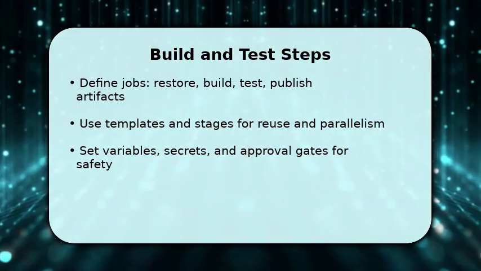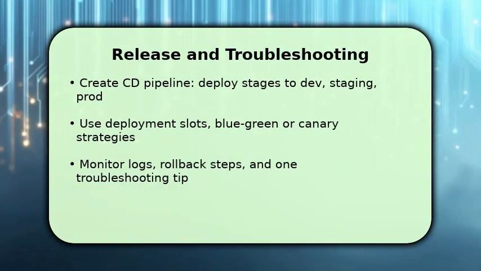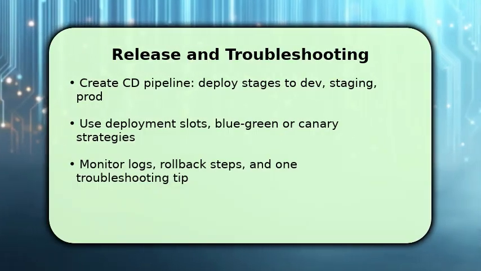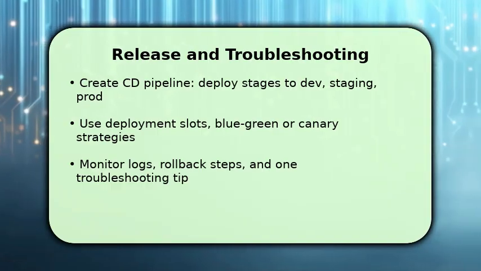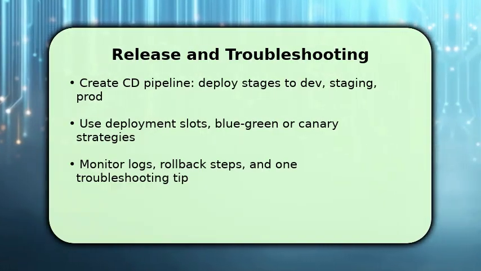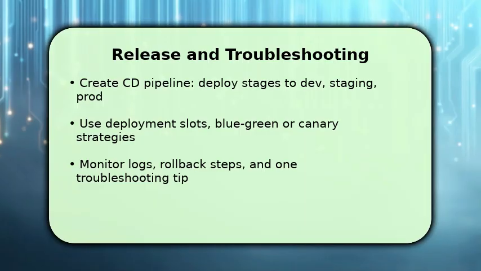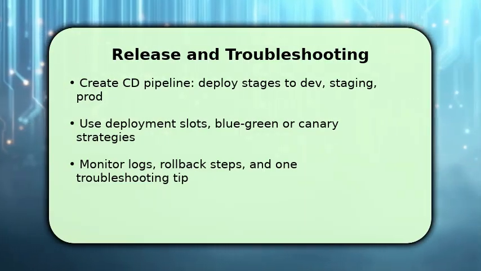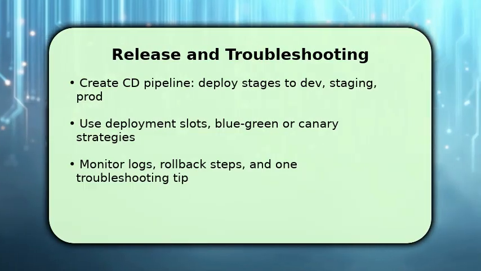You complete the flow by adding CD stages that deploy artifacts to dev, staging, then production with approvals. Choose a deployment strategy, slots, blue-green, or canary, so you can roll back quickly. Configure health checks and monitoring hooks to validate each release. Once done, automate cleanup of old artifacts and tag releases.